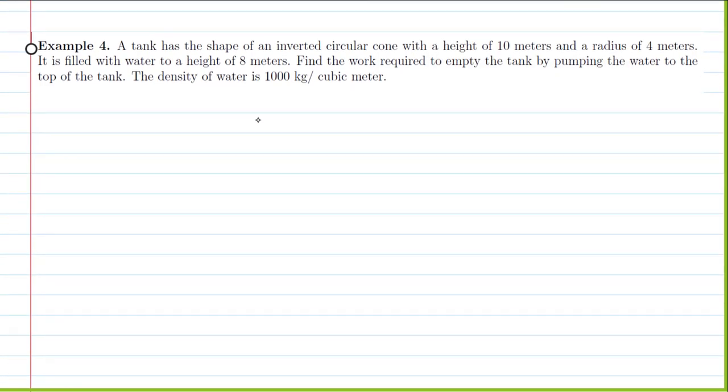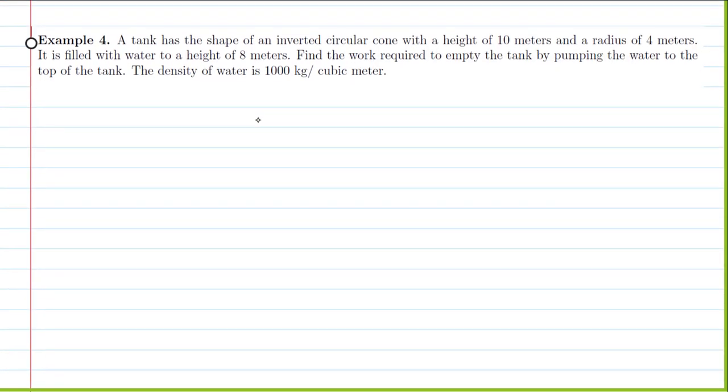So a tank has the shape of an inverted circular cone with a height of 10 meters and a radius of 4 meters. It is filled with water to a height of 8 meters. Find the work required to empty the tank by pumping the water to the top of the tank. The density of water is 1,000 kilograms per cubic meter.